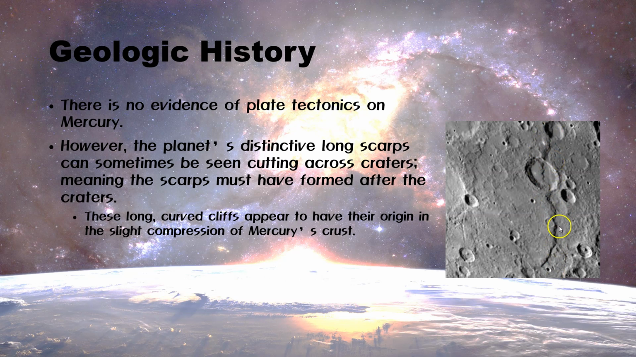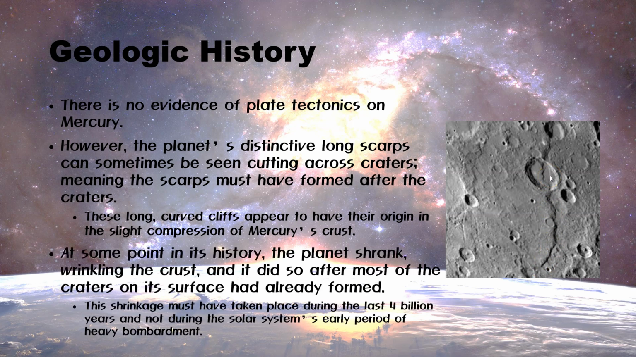These long curved cliffs appear to have their origin in the slight compression of Mercury's crust. At some point in its history, the planet shrank, wrinkling the crust, and did so after most of the craters in its surface had already formed. Now, this shrinkage must have taken place during the last 4 billion years, and not necessarily during the solar system's early period of heavy bombardment.